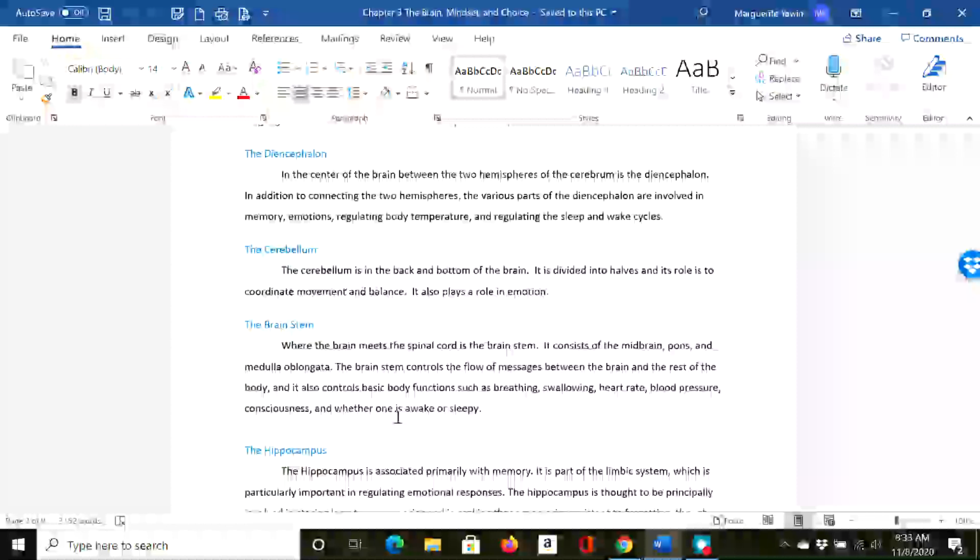So there are things that we cannot control. Do you believe that there are things that you can control? So that's the last part of this chapter.